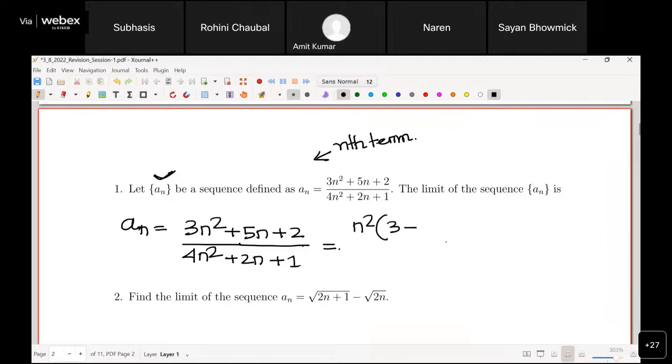Sir, we can differentiate also. We can differentiate also. But why do you want to differentiate this? My question is, why do you want to do that? Yes, Amit Kumar, my question is, why do you want to differentiate it? Because I don't need anything related to differentiation. I'm just finding the limit of the sequence.